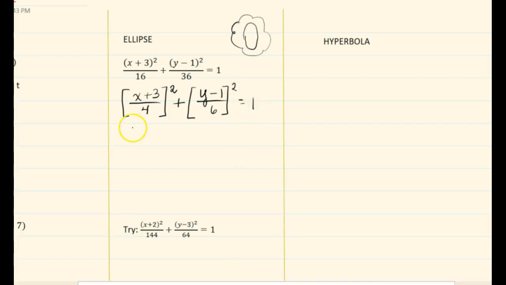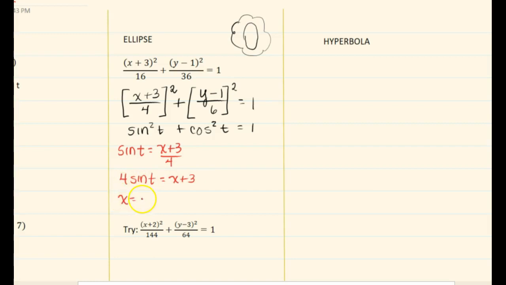So using our trig identity that sine squared of t plus cosine squared of t is equal to 1, I'm going to use substitution by letting sine of t equal x plus 3 over 4, and then solving for x. So when I do that, I'm going to get 4 sine of t is equal to x plus 3, or x is equal to negative 3 plus 4 sine of t.